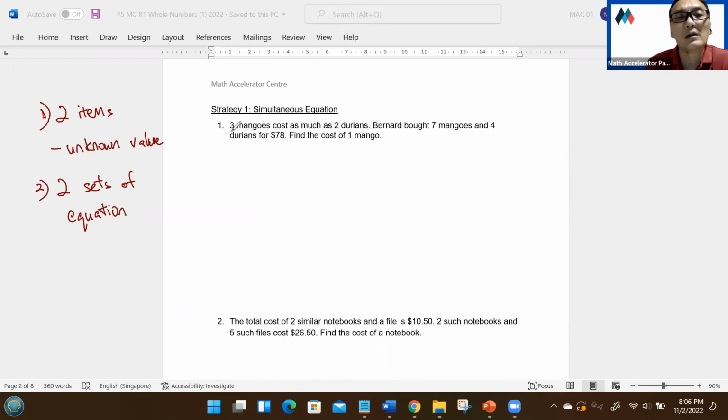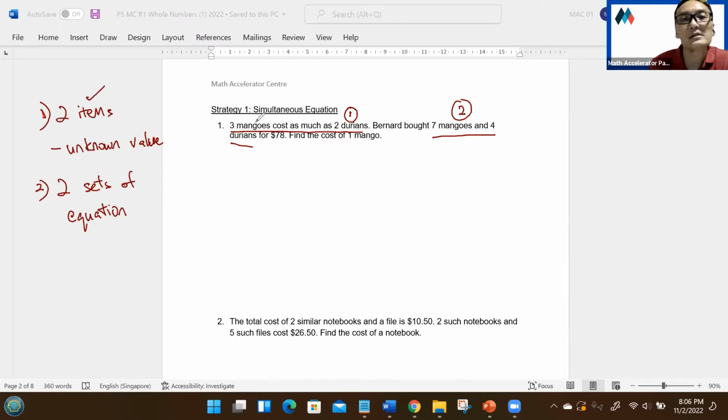So let's underline some of the keywords. Identify the 2 sets of equation. This is the first equation that says that 3 mangoes cost as much as 2 durians. So this is your first equation. So label number 1. And then later, Bernard bought 7 mangoes and 4 durians for $78. So this is the second equation.